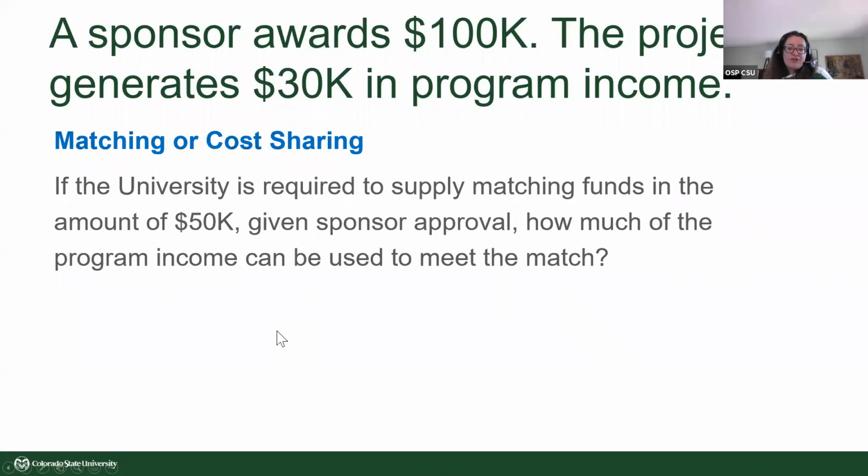Okay, cost share matching. The sponsor awards 100K. We generate 30K. However, we have to provide matching in the amount of 50K. How much of the program income, how much of that 30K, can we use to meet our match?